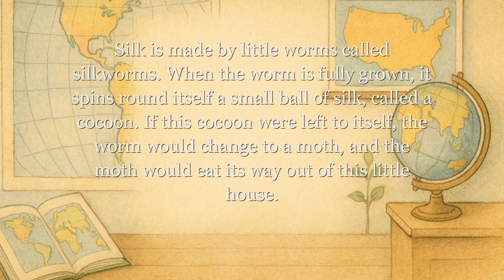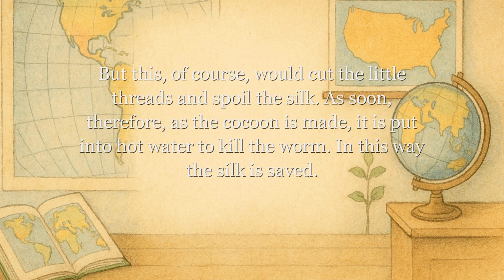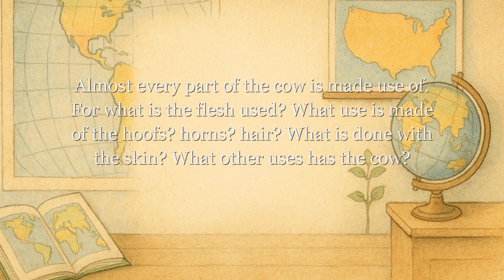When the worm is fully grown, it spins round itself a small ball of silk called a cocoon. If this cocoon were left to itself, the worm would change to a moth, and the moth would eat its way out of this little house. But this, of course, would cut the little threads and spoil the silk. As soon, therefore, as the cocoon is made, it is put into hot water to kill the worm. In this way, the silk is saved.